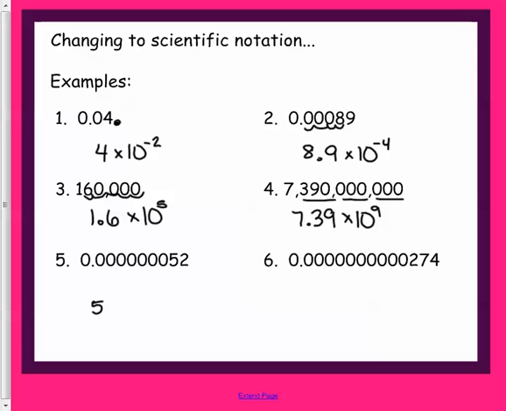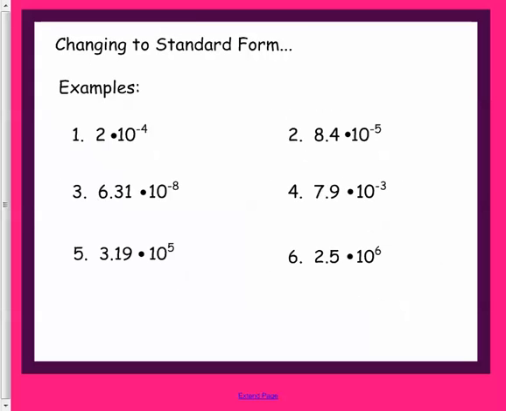Here, it's going to be 5.2, and I'm going to move it. I like counting in 3s for some reason, especially because that's where we put our commas usually. So 3, 6, 7, 8 places. So times 10 to the negative 8th, because it's going to be getting smaller. Here, it's going to be 2.74. So I'm moving it 3, 6, 9, 10, 11 places. So times 10 to the negative 11th. Go ahead and try changing these.